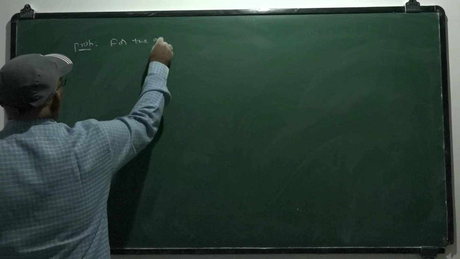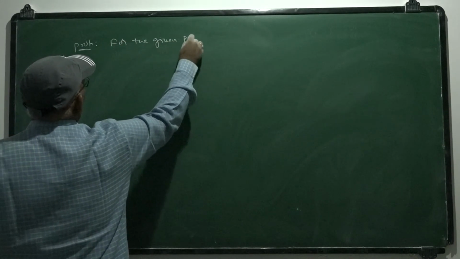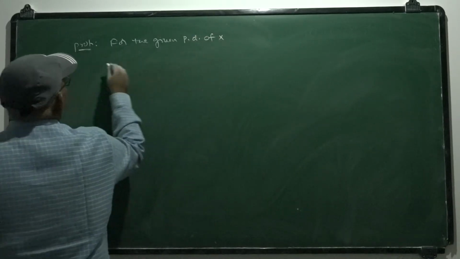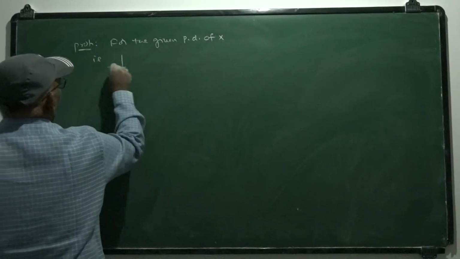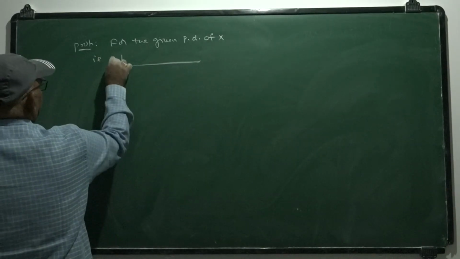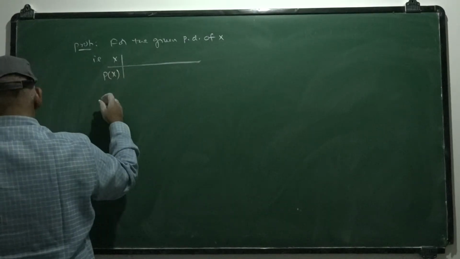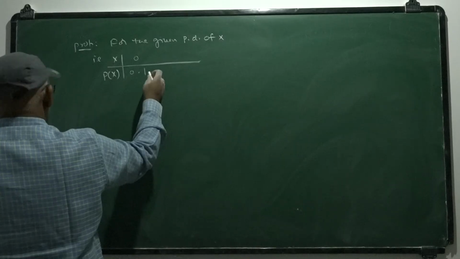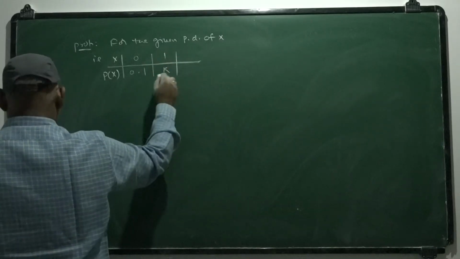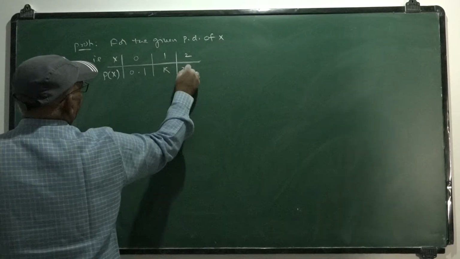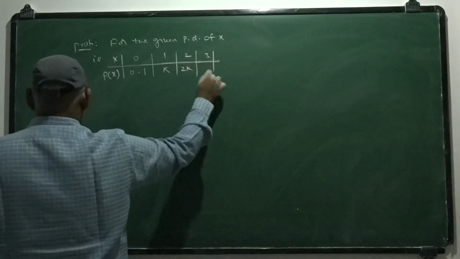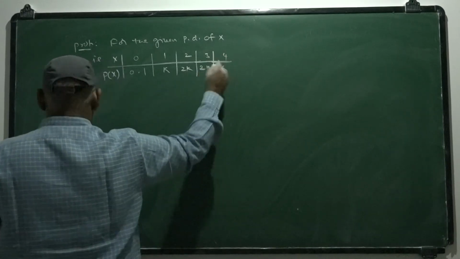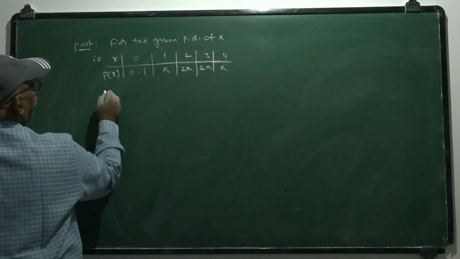For the given probability distribution of x, that is, x and the probabilities of x: for 0 it is 0.1, for 1 it is k, for 2 it is 2k, for 3 it is 2k, for 4 it is k. Find k.